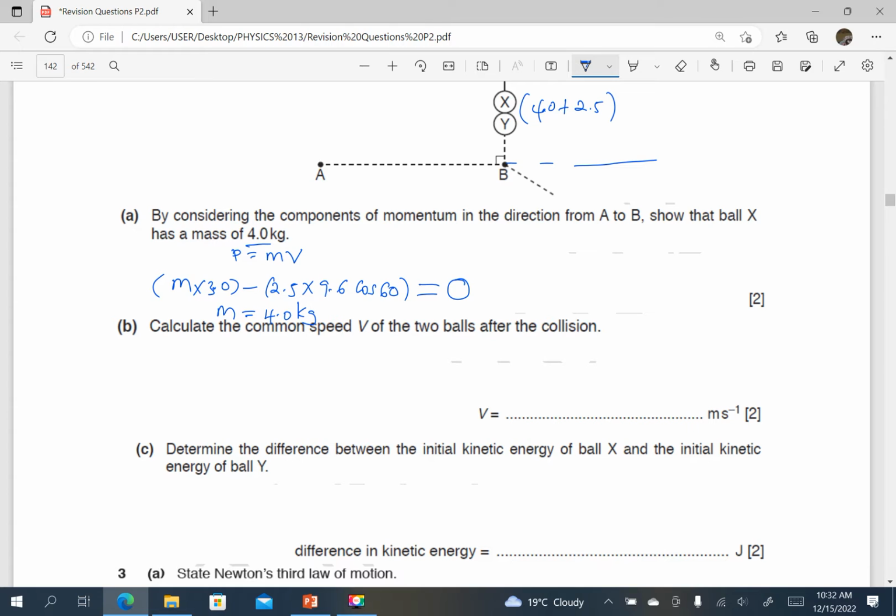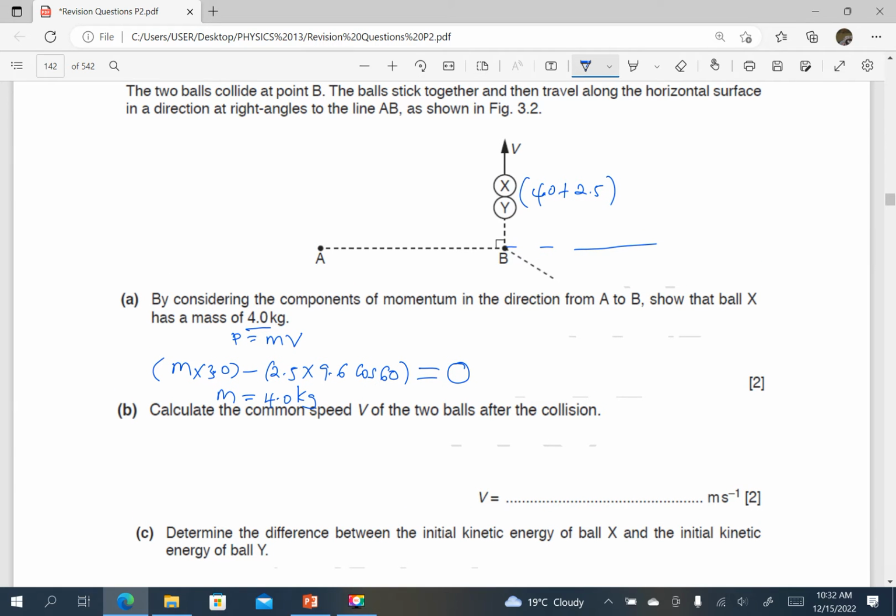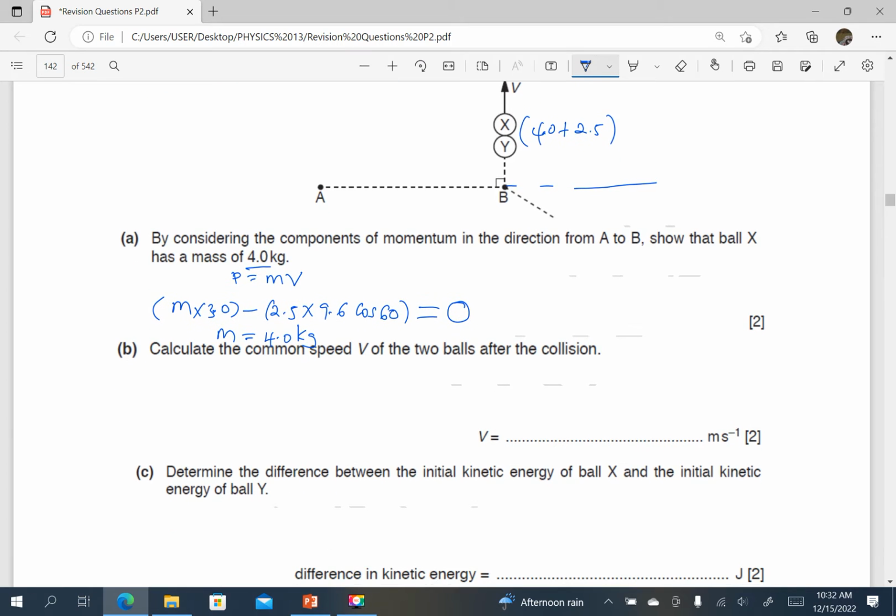Calculate the common speed v of the two balls after the collision. Of course, after collision, they move in the vertical plane, but they move together with the same velocity. So we are still using conservation of momentum. That is, total momentum before should be equal to total momentum after.